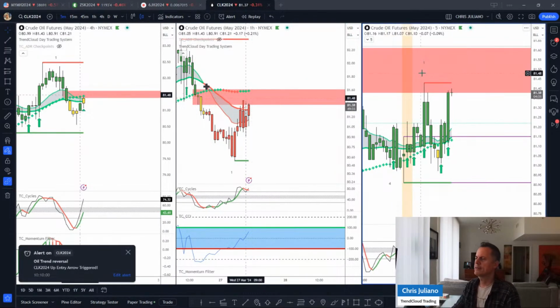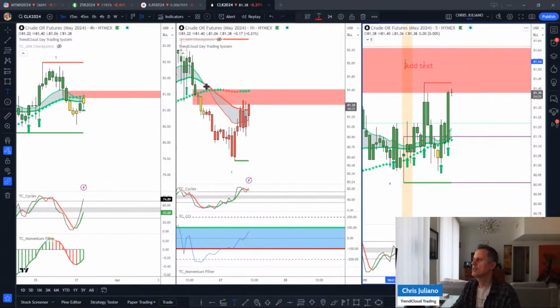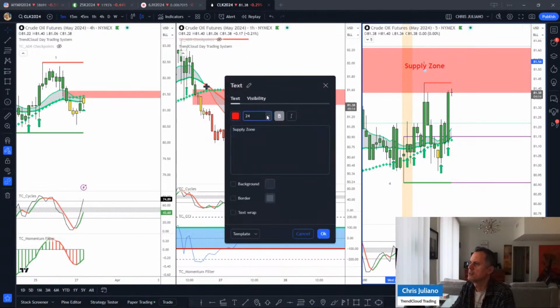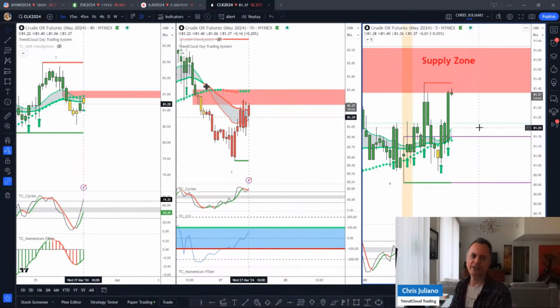Returning to that, returning to the supply zone. I'll write it out too. Why not? Supply zone. Maybe if we write it out, it will react the way we want it to react.